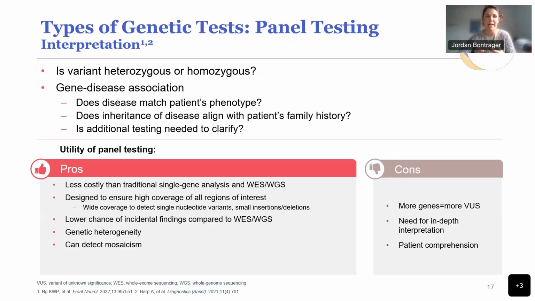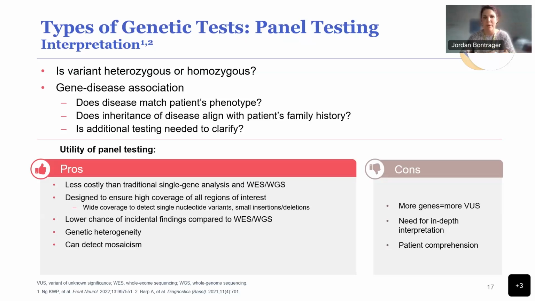So again, my second plug for a genetic counselor or a genetics professional within your team that can help with the nitty-gritty details and looking through the interpretation of these variants. But broadly, I think you can always ask yourself, what's the zygosity of the variant? Is it on 1 copy or 2 copies of the gene? Does the disease that the gene caused match the patient's phenotype? Does the inheritance align with the patient's family history?